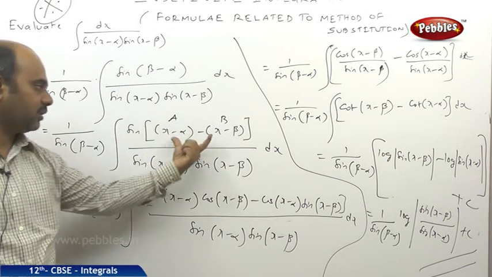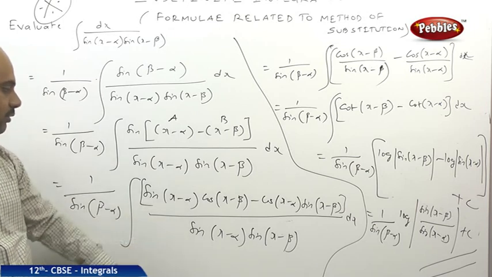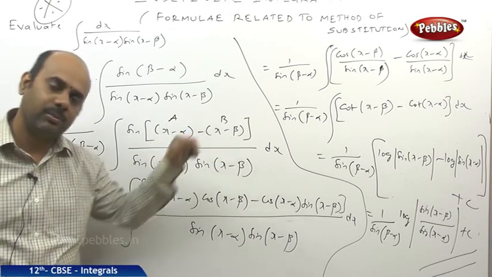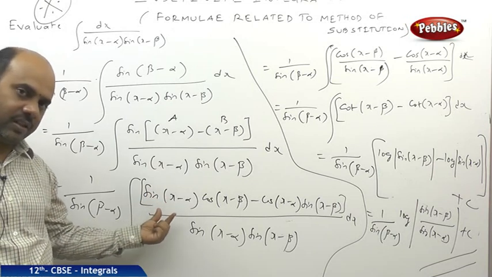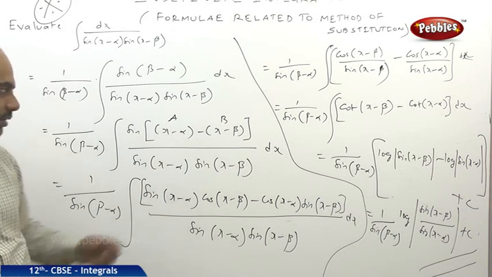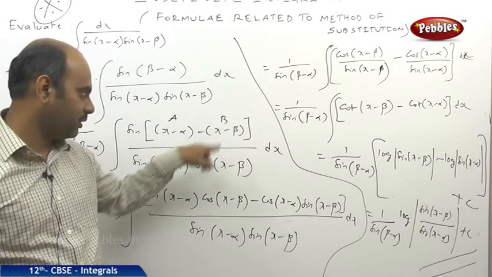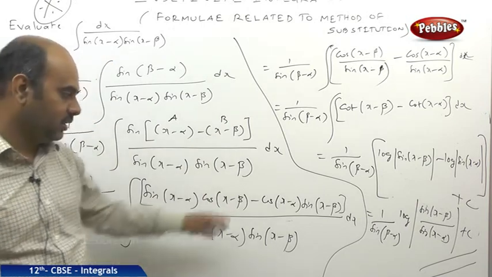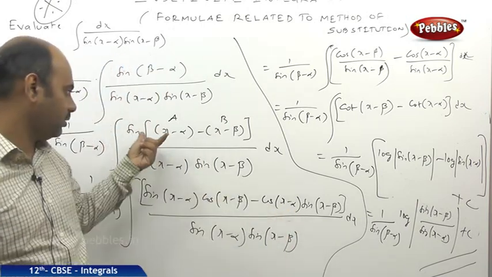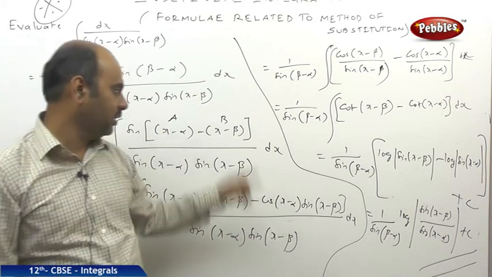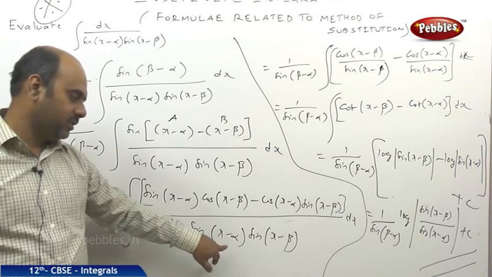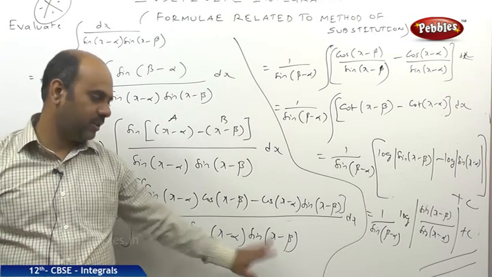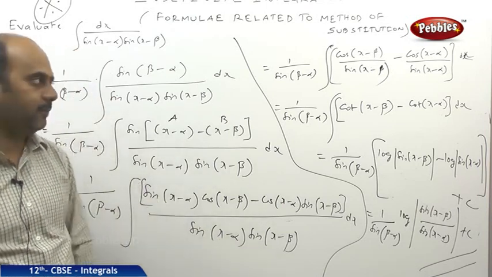This beta minus alpha can be written like this, and if you observe carefully, this is like sine of a minus b. Sine a means sine of x minus alpha, cos b means cos of x minus beta, minus cos a means cos of x minus alpha into sin b means sin of x minus beta, whole divided by sin of x minus alpha into sin of x minus beta.